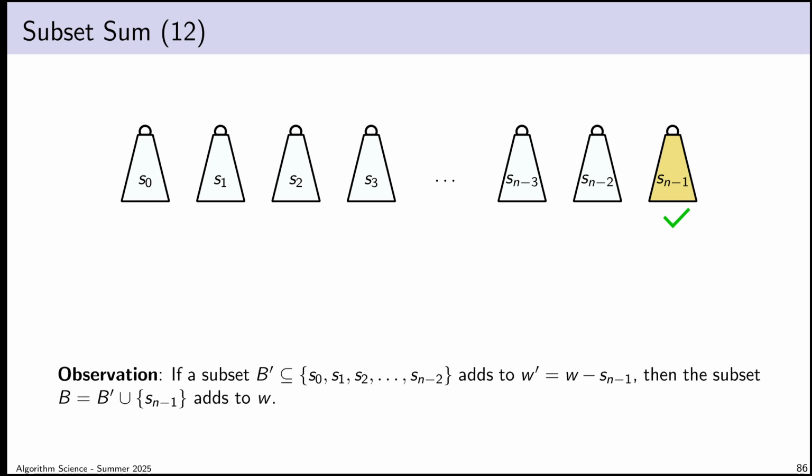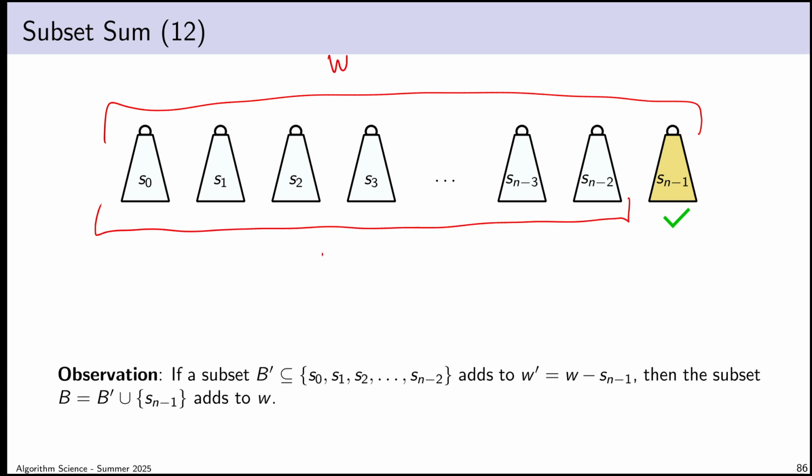Okay, so I'm working my way towards formalizing the observations I just made. Suppose I want a subset of all of this stuff that adds to W. Well, if I can find a subset of these things that adds to W', which will be equal to W minus S of n minus 1, then if I find a subset B' that has these properties, I could just take B', add S of n minus 1 to it, and now I have a subset that adds to W, because B' added to W minus S of n minus 1. It left a perfect gap to bring in S of n minus 1. So that's my first observation. That's a way of formalizing the recursive observation I made earlier.